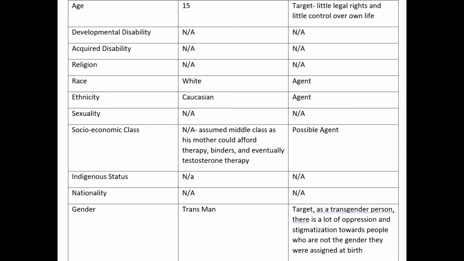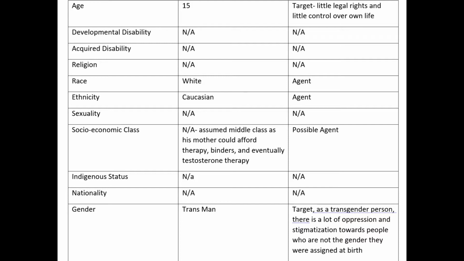Next, we have Indigenous status and nationality. Once again, there is no hinting or disclosure by the DSM-5 casebook about this status. We don't know whether he is related to anyone indigenous or if he is a part of any tribe, nor do we know if he comes from a different country. So we're not going to make assumptions.